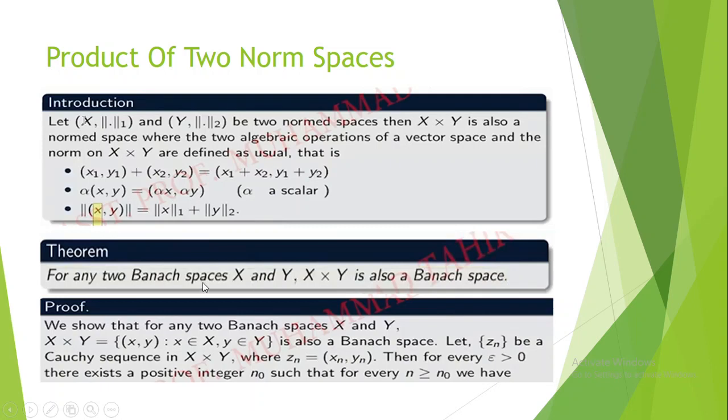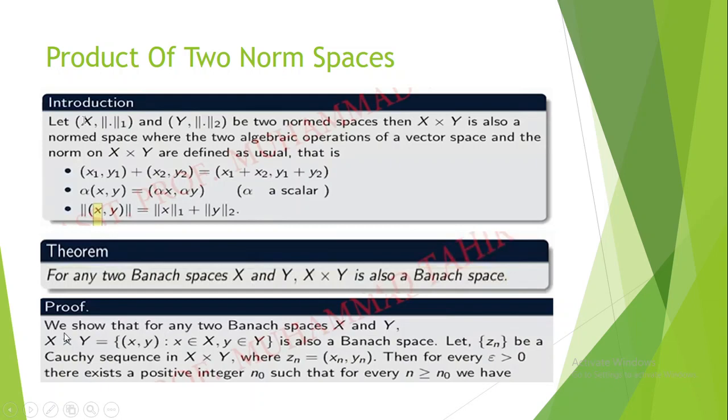Banach, as we discussed, the normed space which is complete is known as a Banach space. So now we have two Banach spaces, meaning two complete normed spaces, one is X and the second one is Y. Then the Cartesian product of these two normed spaces will also be a Banach space. So let's see the proof.